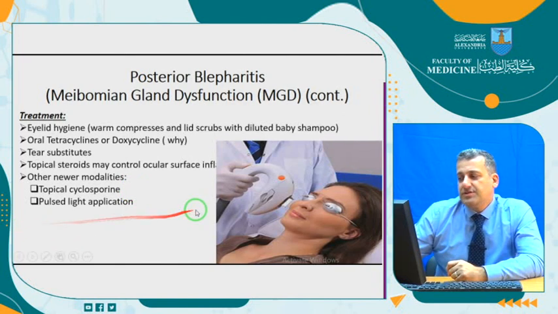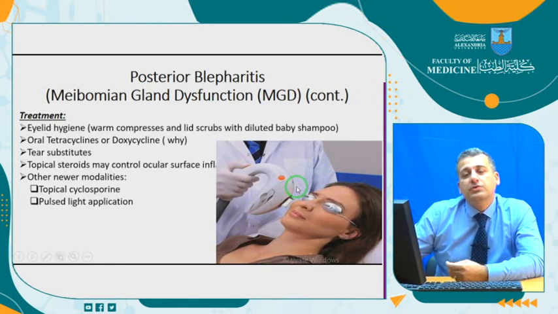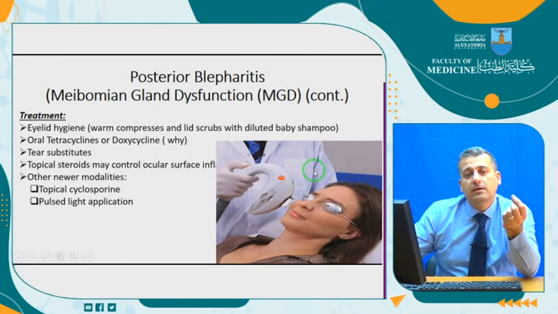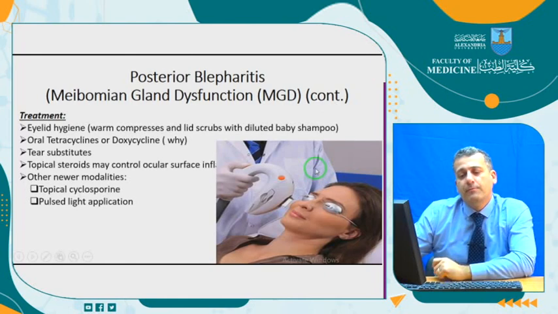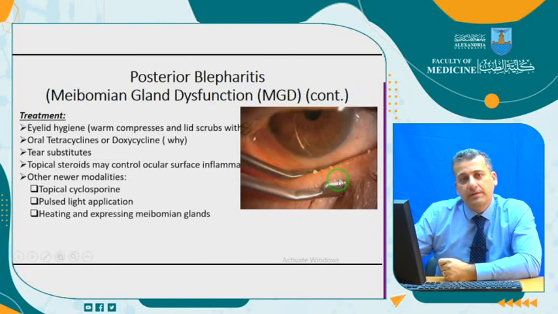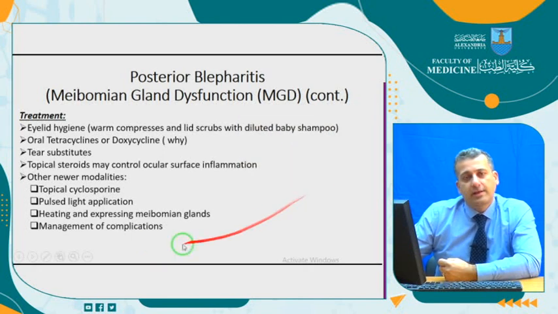Pulsed light application. As you can see here, this is a machine that gives pulsed light that helps to heat the meibomian gland, helps to heat the oily, inspissated secretion to help it melt. This is like melting butter or melting cheese. If you apply heat to this oily material that is inspissated and thick in nature, it's going to become fluid again and help it come out of the meibomian orifices. And then you can express the gland itself. As you can see, with this forceps, when you press on the lid, it can express the secretions from the meibomian gland. This helps to improve the flow of the inspissated material in the meibomian gland.